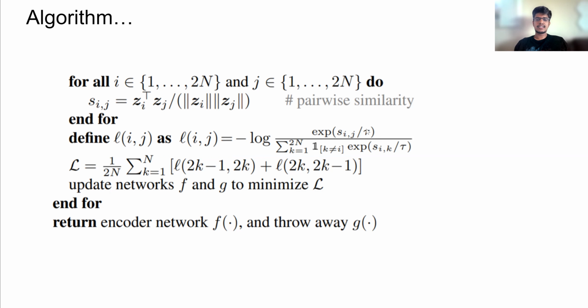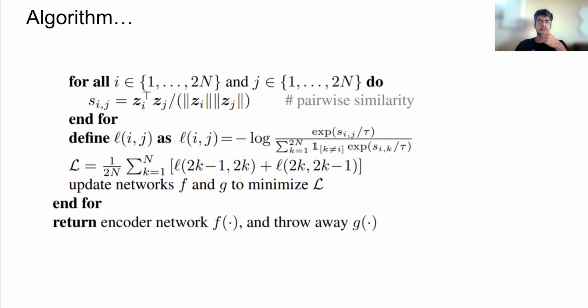And this function here, the tau, is essentially the temperature by which you want to control the cross entropy loss. I'm not going to go into detail on that, but you just want to maximize the agreement, or the similarity, between the two augmentations for that particular image and minimize it for all the other images.